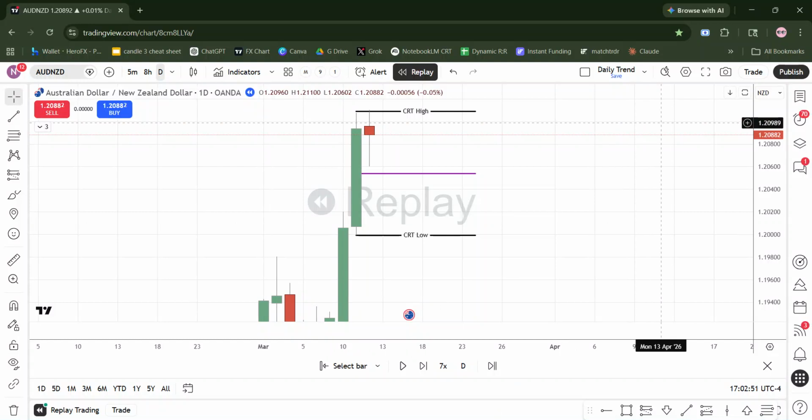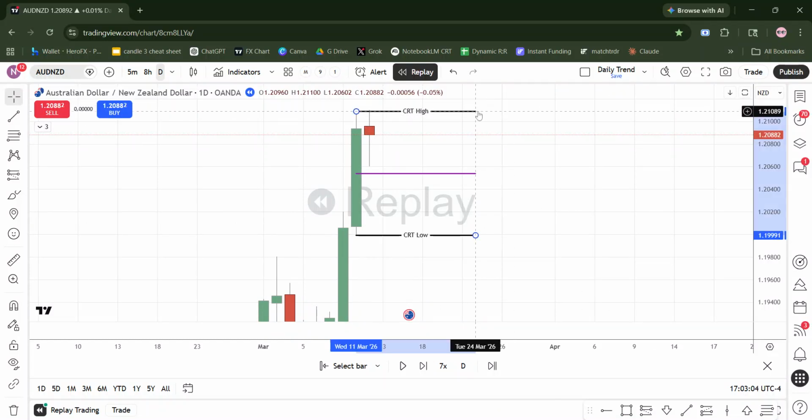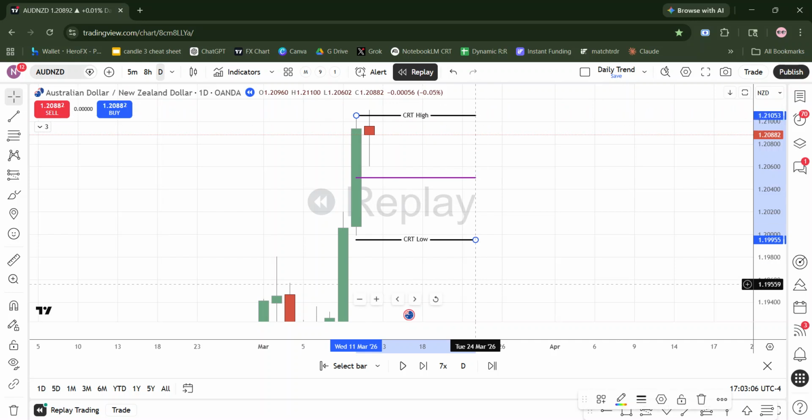So this was the bias. Now remember, when it comes to trading the daily chart, how I like to do things is I like for candle 2 of the Candle Range Theory to create the high or low of the week. In this case, Thursday created the high of the week. So I had a short bias going into Friday.